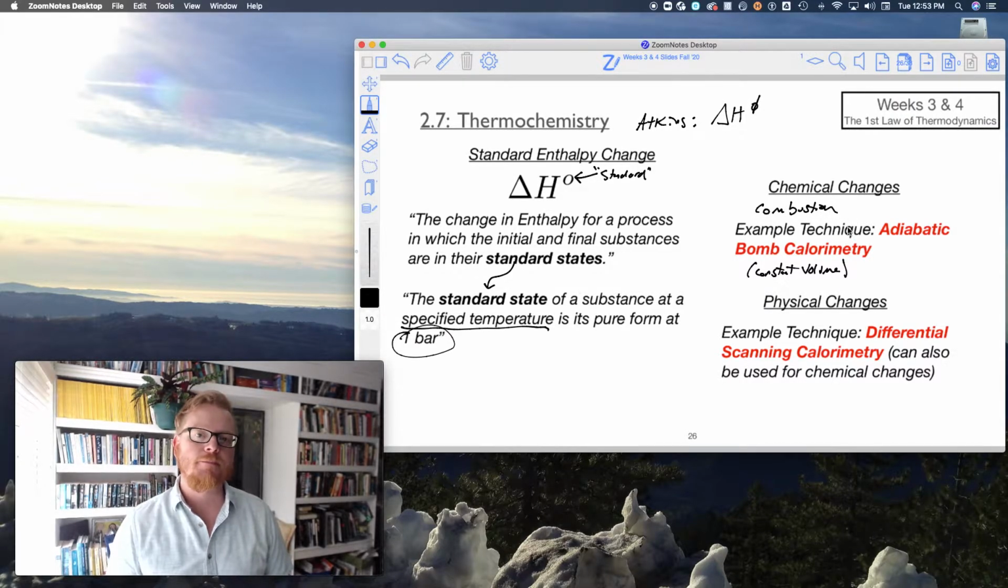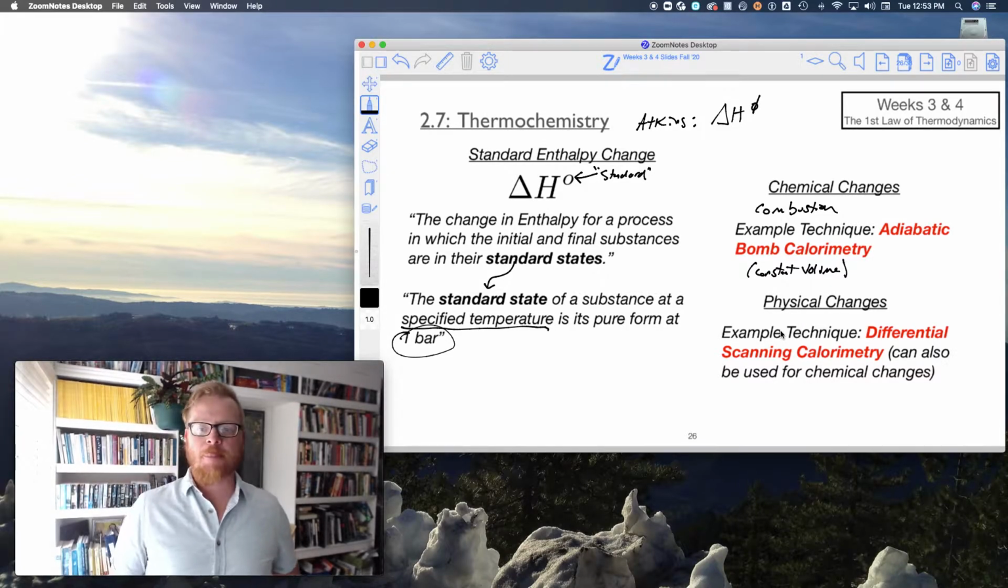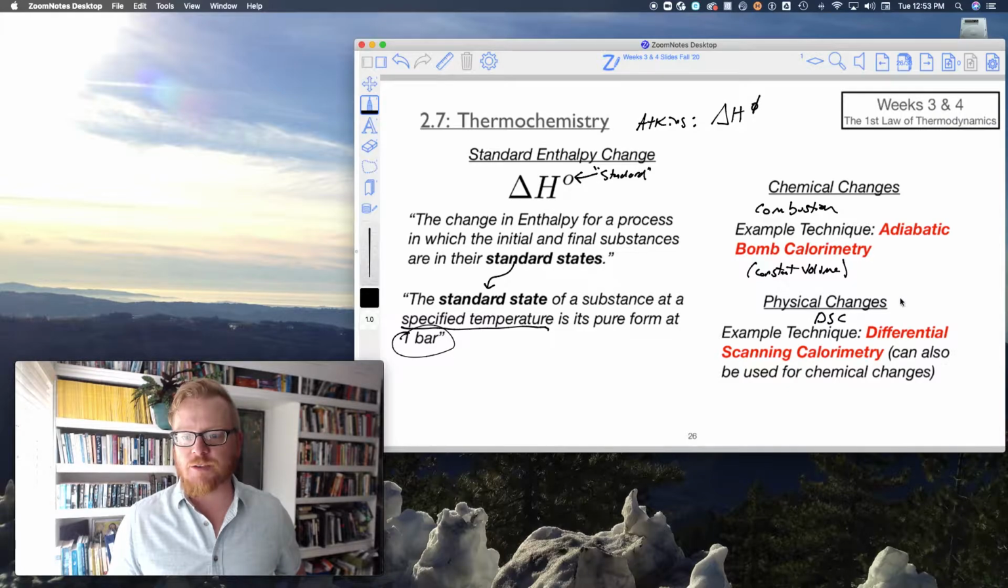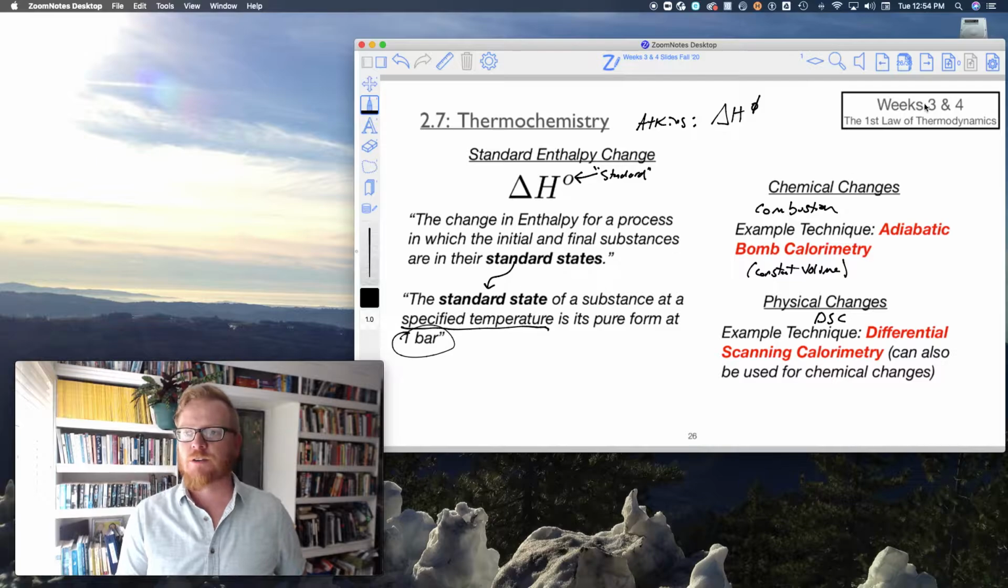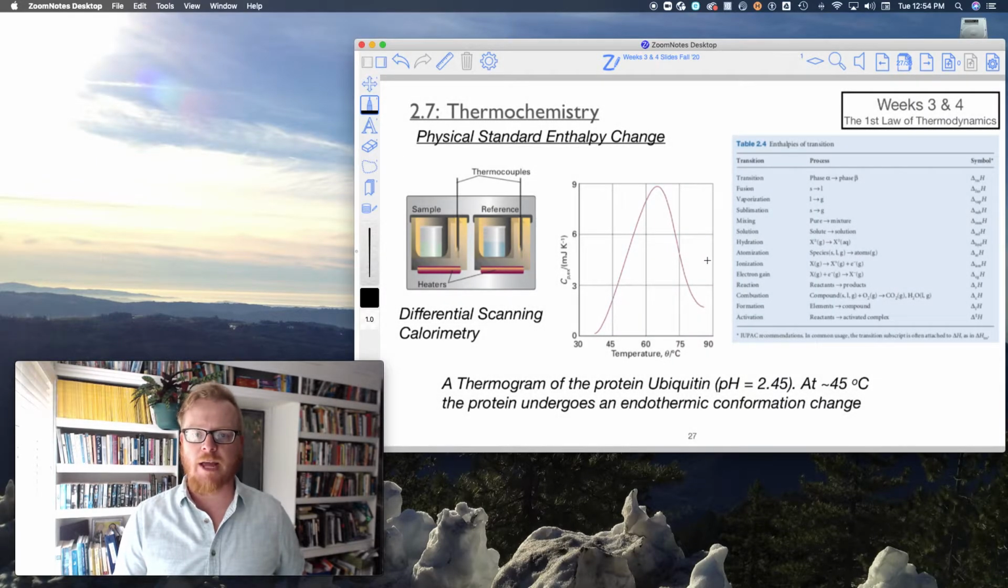Okay. And then for physical changes, differential scanning calorimetry, often just referred to as DSC. DSC can also do chemical changes, but most notably, it's used for characterizing physical enthalpy changes. So let's talk about that one.